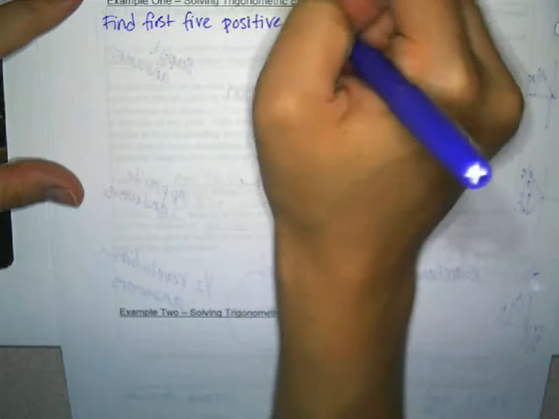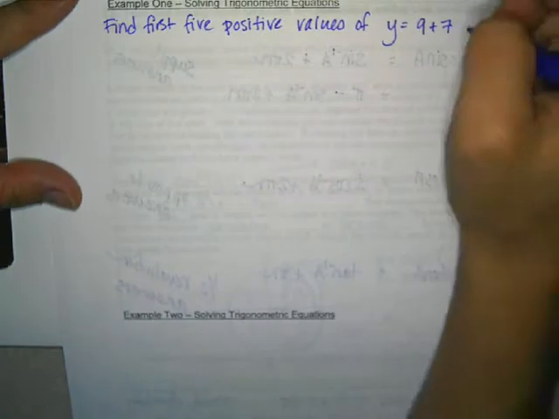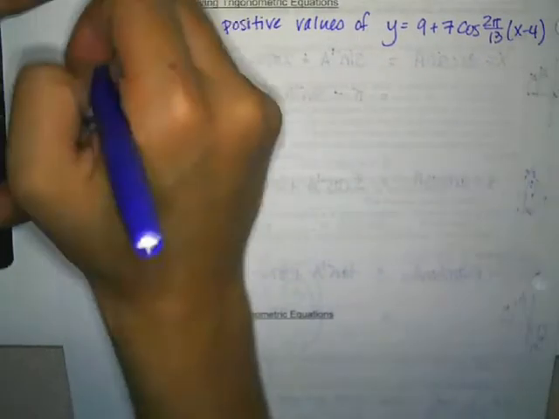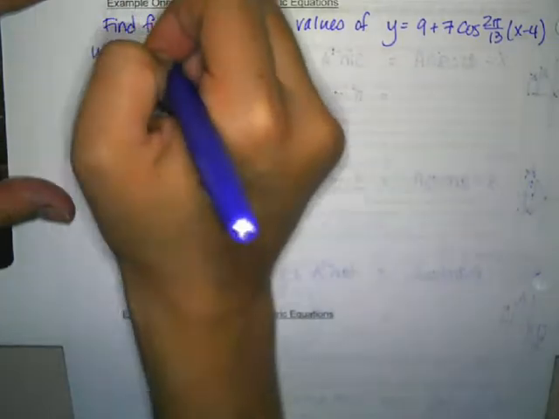Okay. I think I have enough time to do one example here. Yes. Okay, we're going to do example 1, and then we'll hold off on example 2 and 3 until tomorrow. Okay, so for example 1, I want us to find the first 5 positive values of y equals 9 plus 7 cosine of 2 pi over 13 x minus 4 when y equals 5.